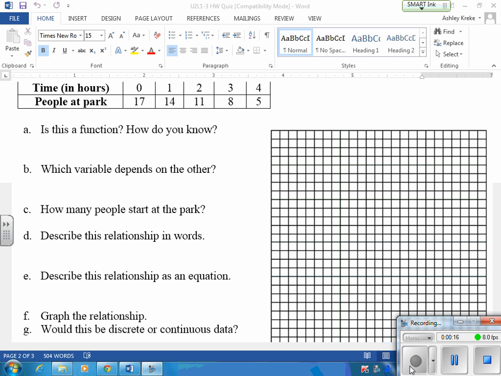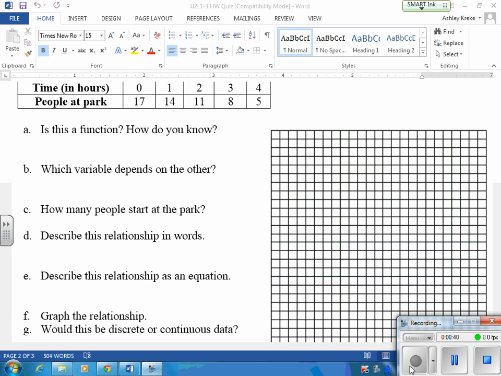Which variable depends on the other? The people at the park depend on the time. The time is the independent variable, which is x, and the people at the park is dependent on the time.